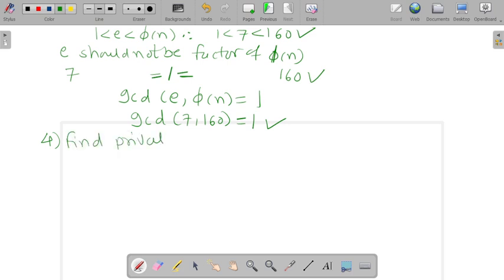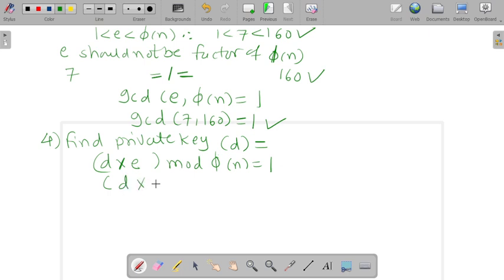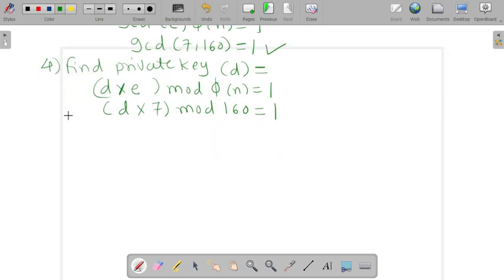So the formula for finding the value of our private key, that is D, is D into E mod phi of n is equal to 1. So the value of D is not known. E is equal to 7. Then mod of 160 is equal to 1. So for finding the value of this D, we will use the extended Euclidean algorithm.